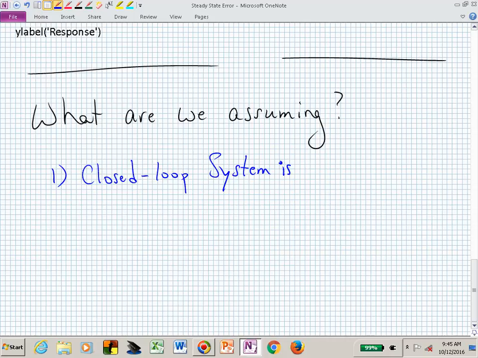What do we need our closed loop system to be in order to even be talking about a steady state error? It has to be stable, doesn't it? We have to have settled. So the first thing that we are assuming is the closed loop system is stable.